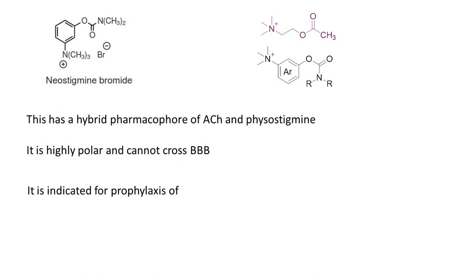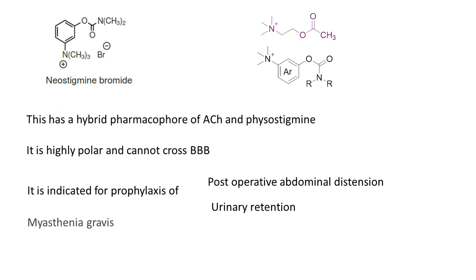It is indicated for prophylaxis of post-operative abdominal distension as well as urinary retention. These are the two things we can correct by using neostigmine bromide. It is also indicated for management of myasthenia gravis and reversal of neuromuscular blockade. So this is the profile of this drug.